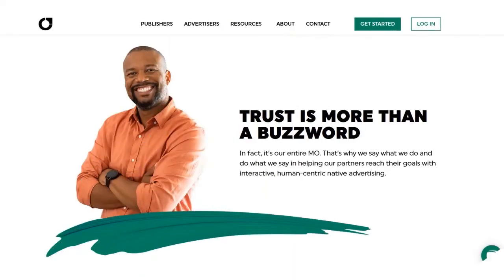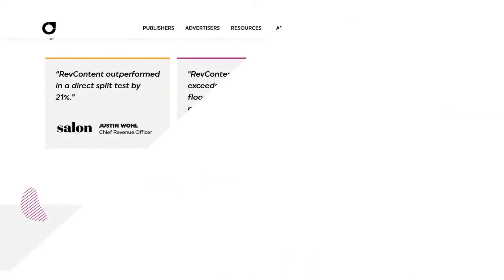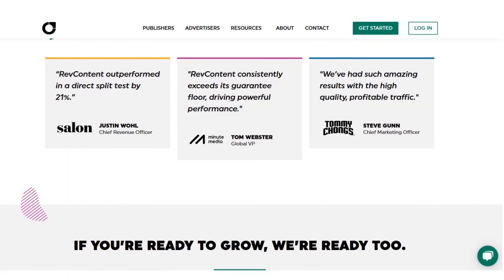Okay, but what I want to say here is their payment method. So we have PayPal, of course, but they do also pay through ACH and wire transfer. The payment terms net 50. Okay, the minimum payment threshold $100. In terms of supported language, they support every language. And in terms of the ad formats that REVCONTENT offers, you have sponsored content.